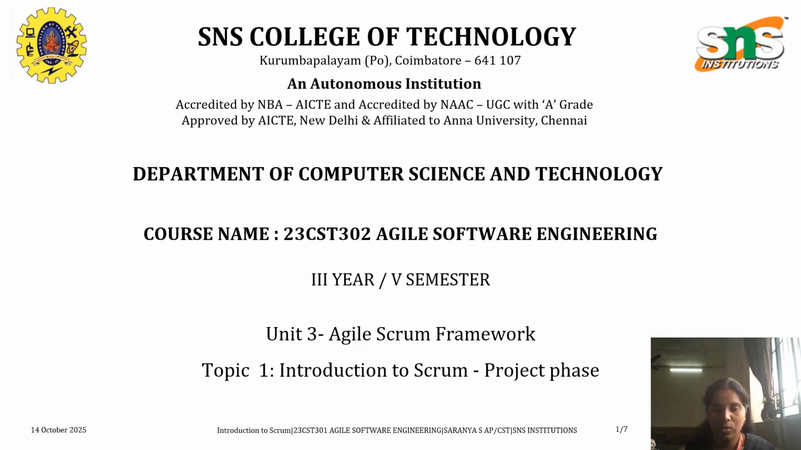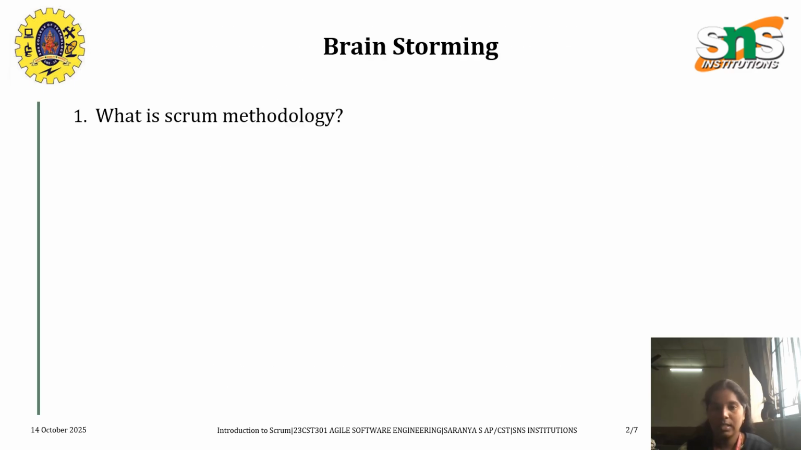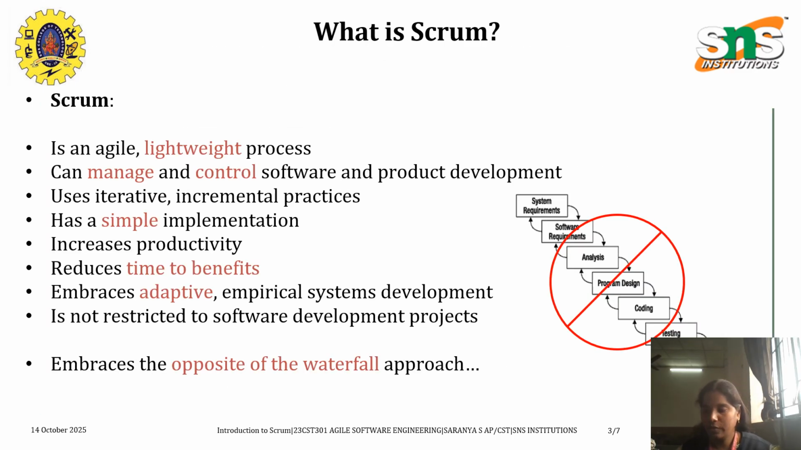Today we are going to discuss an introduction to Scrum. Then what is Scrum? Scrum is one of the best agile development practices in use today. It is a product development method to release the product, which means a framework for developing and maintaining complex products, and it's an incremental and iterative development process.